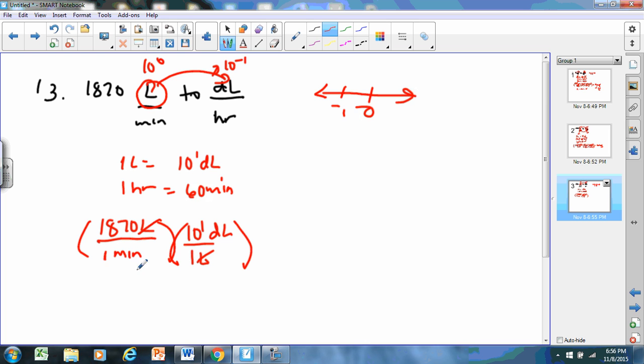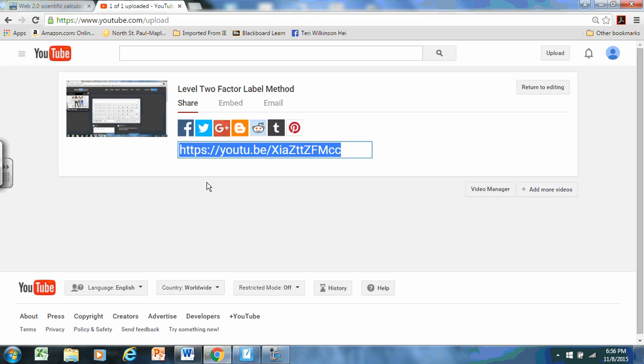And now we're in deciliters per minute. We're trying to get to deciliters per hour. And now minute is on the bottom, so 60 minutes has to go on top. 1 hour goes on the bottom. This cancels this. When I go here to grab my, I didn't want that. I wanted my calculator.